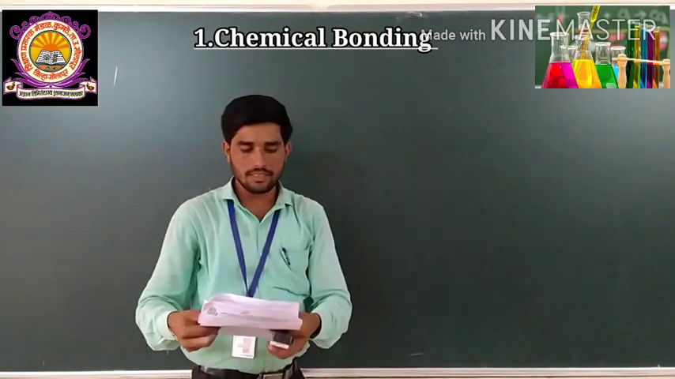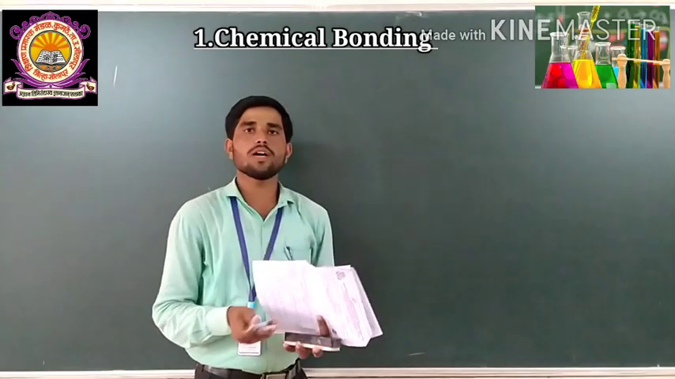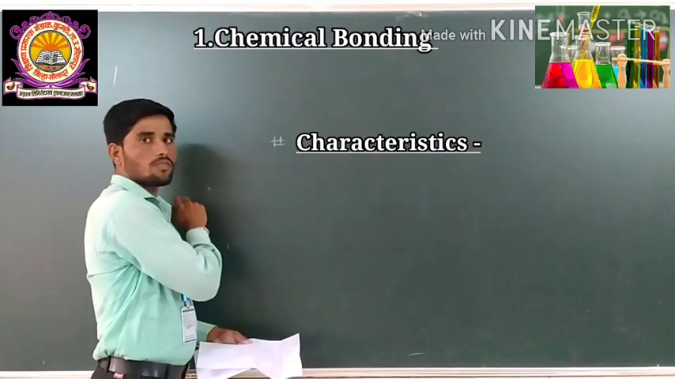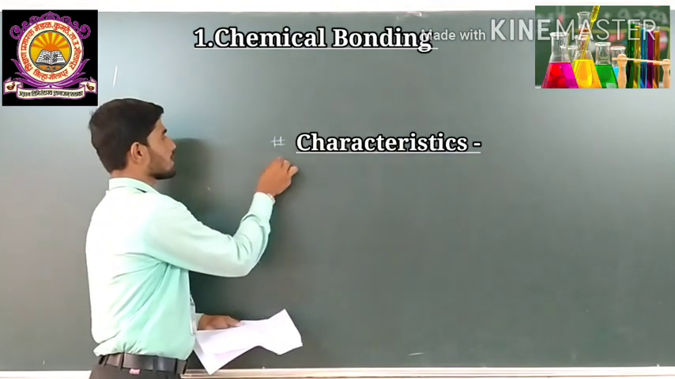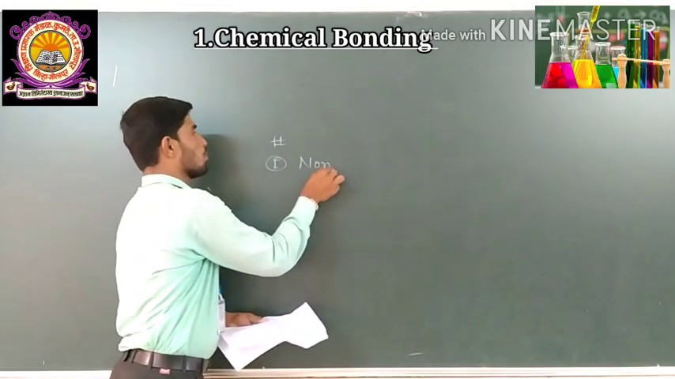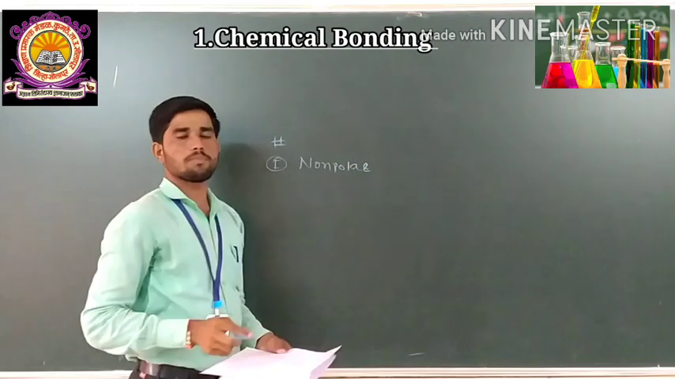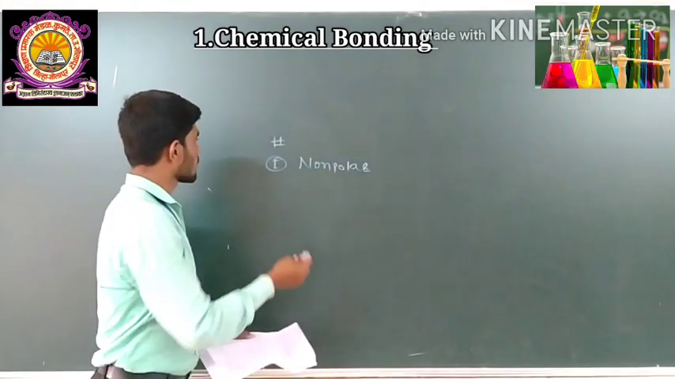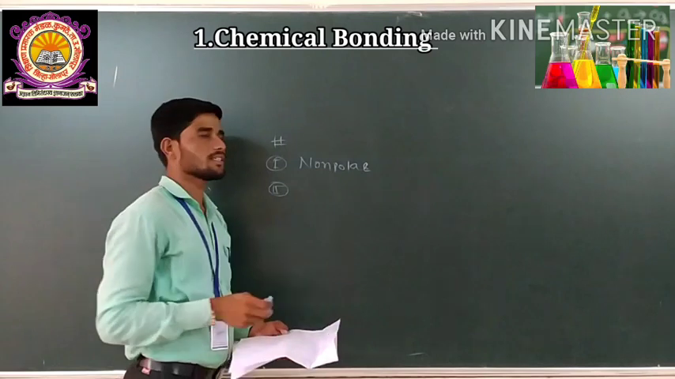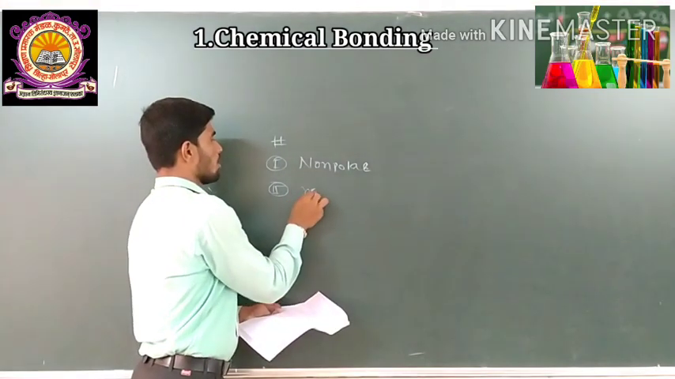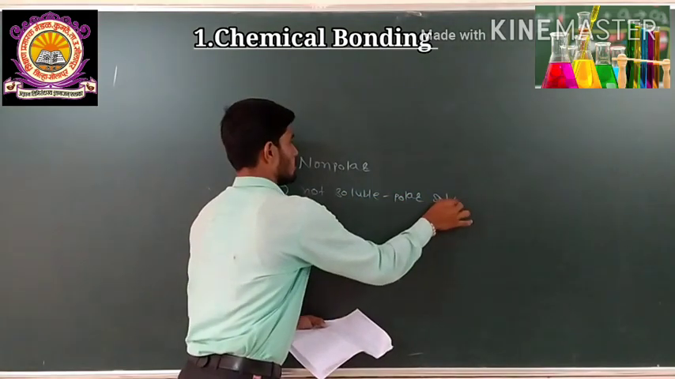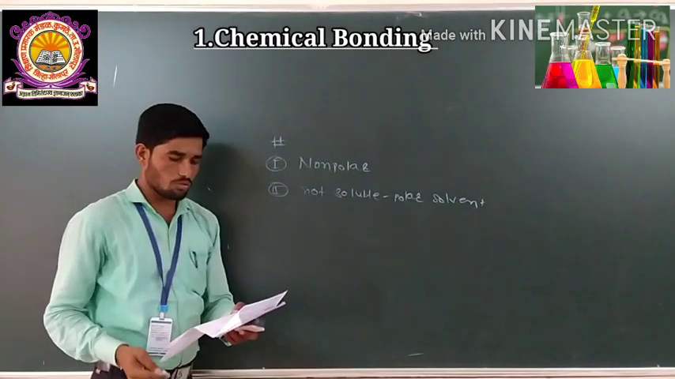Now the last point is the characteristics of covalent compounds. The concept is nothing but the characteristics of covalent compounds. The first characteristic is that covalent compounds are non-polar, which means that in these compounds charge will not form. Second, in these compounds there is no solubility concept. It means that they are not soluble in polar solvent. Not soluble in polar solvent.